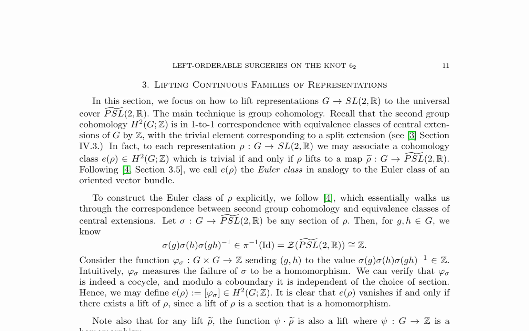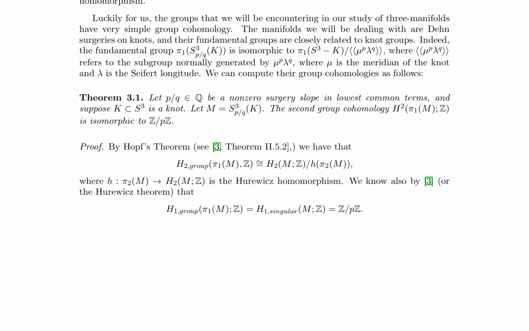The authors construct the Euler class explicitly by considering the section σ of ρ and defining a function φ: G × G → Z that measures the failure of σ to be a homomorphism. The Euler class is then defined as the cohomology class [φ] in H²(G, Z).